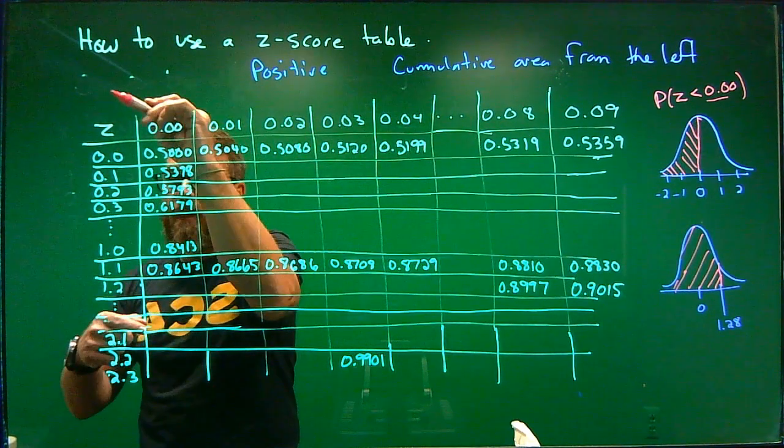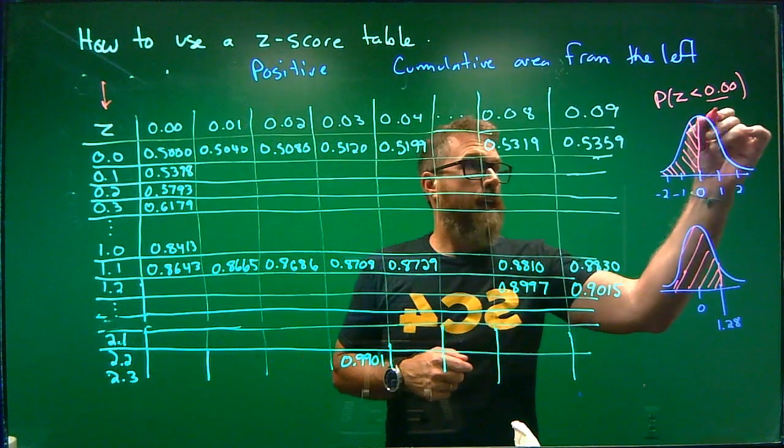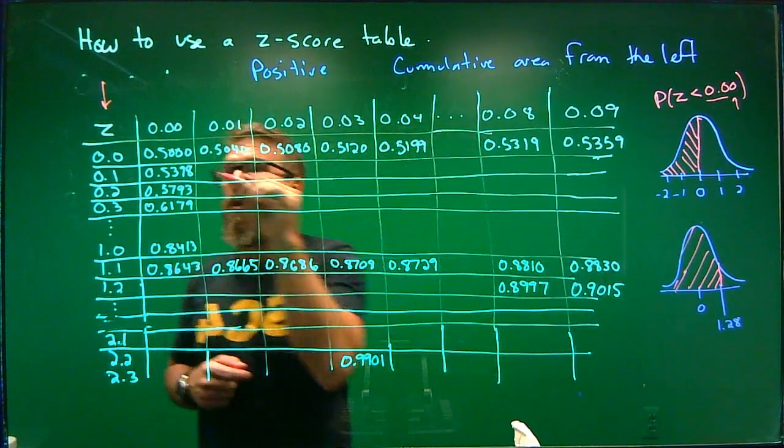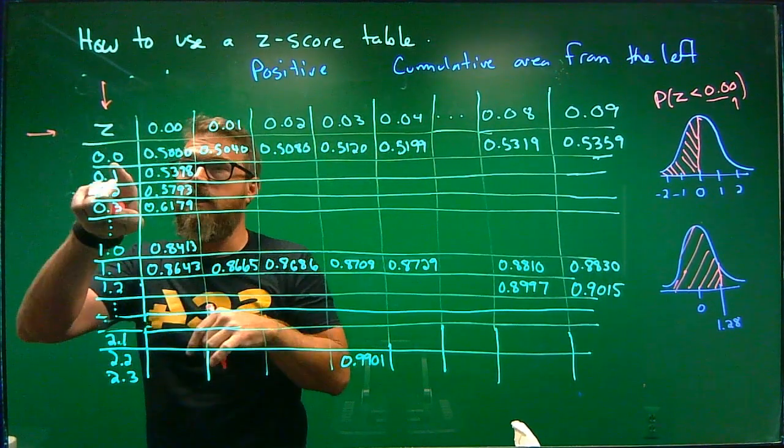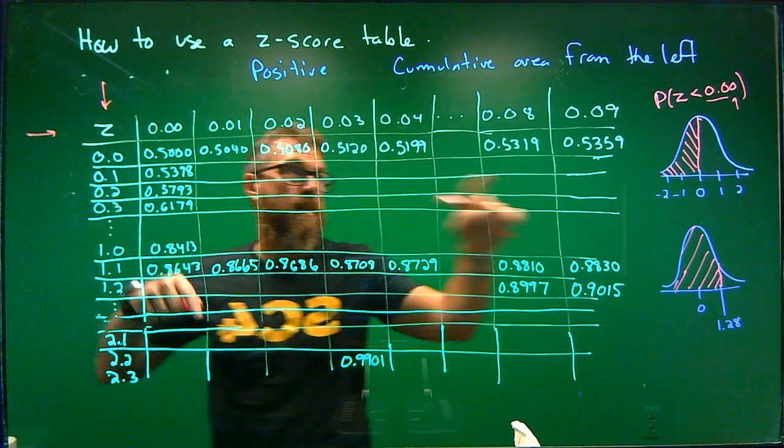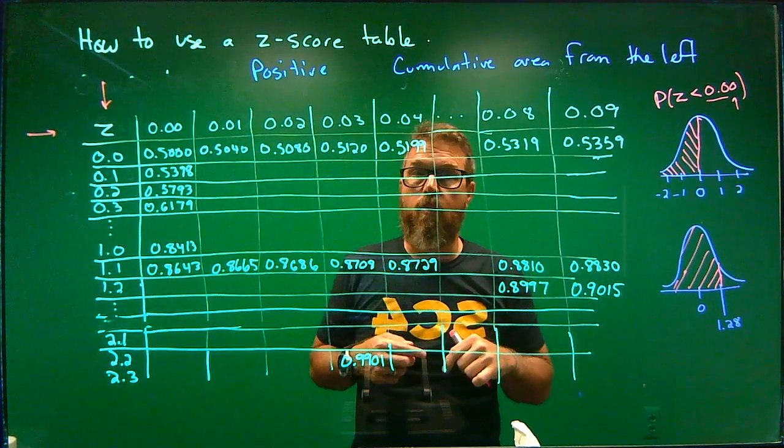That comes from this column. And then this last 0 right here comes from this top row. So you can see that 0.0 plus 0.00 is going to give you that 0.00, or just 0.